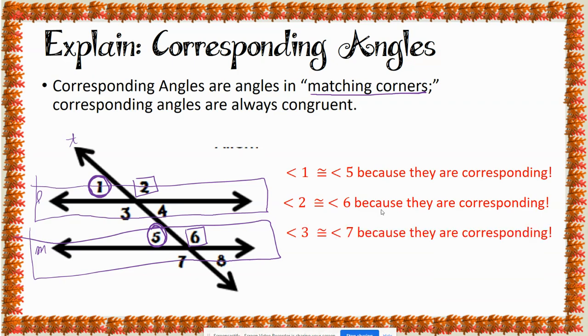Angle 3 corresponds to angle 7, which means that they are also congruent. This is because angle 3 is in the lower left corner here, and angle 7 is also in the lower left corner here. The last set of corresponding angles is angle 4 and angle 8. Angle 4 is right here in the lower right corner, and angle 8 is right here in this lower right corner. So that means that they are corresponding, which means that they are also congruent to each other.